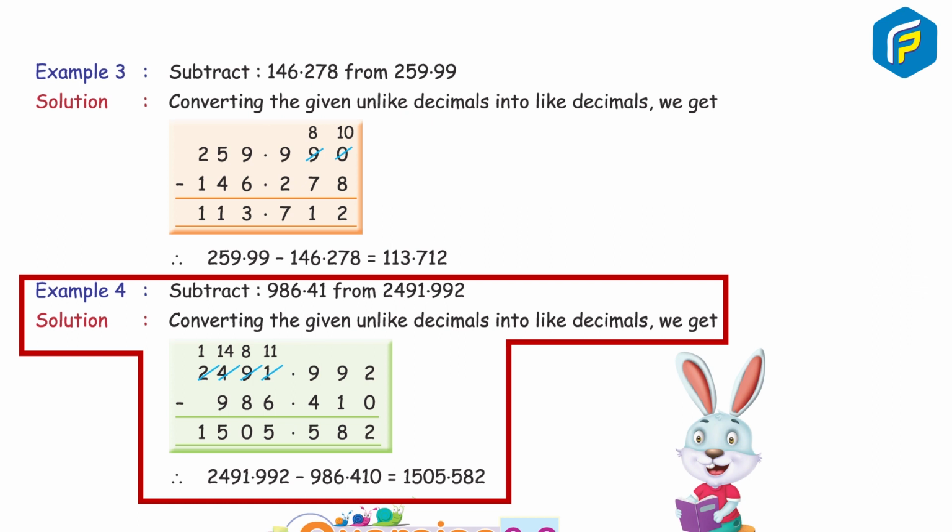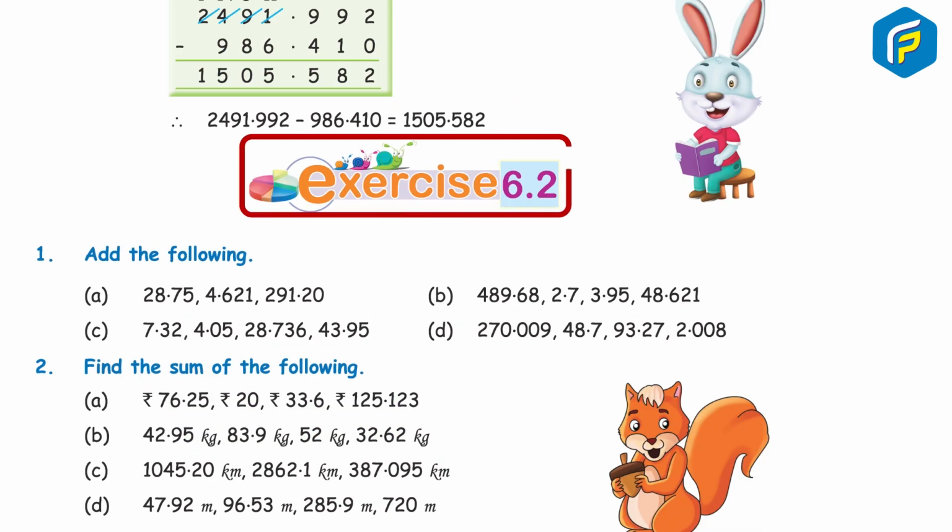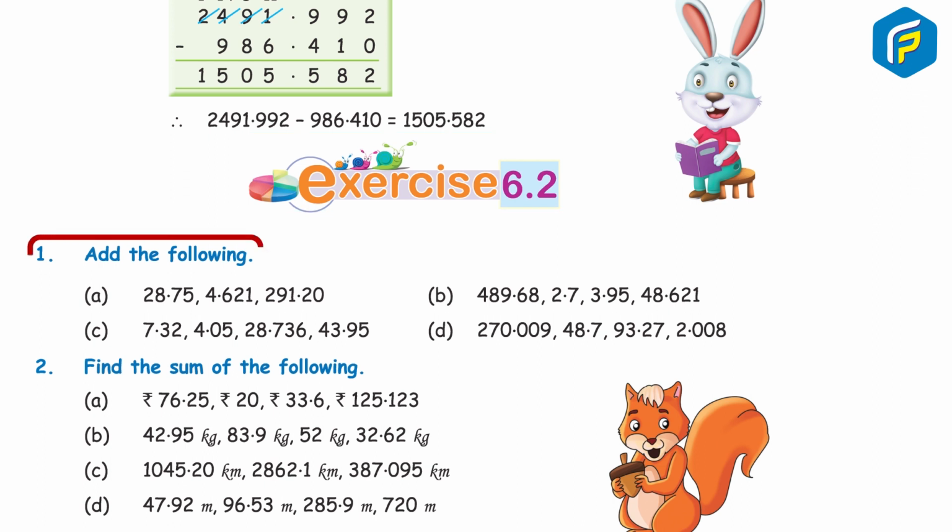Example 4. Subtract 986.41 from 2491.992. Solution. Convert the given unlike decimals into like decimals. We get 2491.992 minus 986.410 is equals to 1505.582. Exercise 6.2. Question 1.